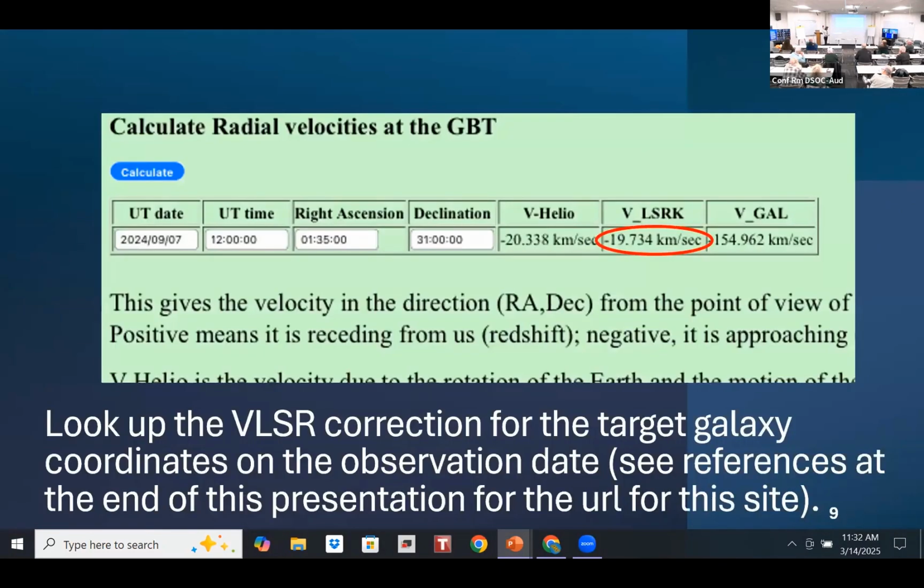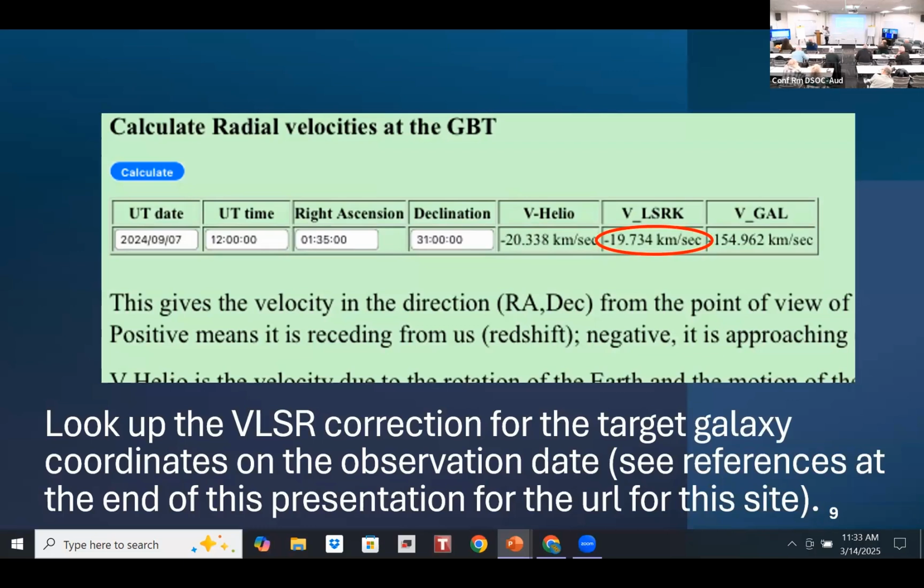And then the next thing you've got to do is calculate what the local standard of rest or heliocentric correction is. Now, this is only important if you're wanting to compare your results against published survey data. If you're just wanting to look at the spectrum, you don't necessarily have to do this correction. But to compare, you've got to do a velocity correction to remove the orbital motion vector of the Earth around the sun from your data, because the published data has that correction built into it.